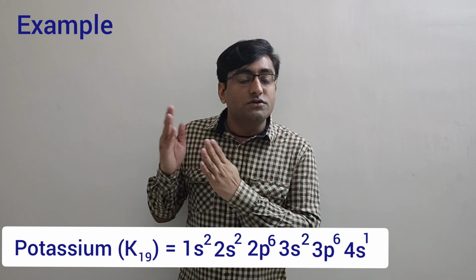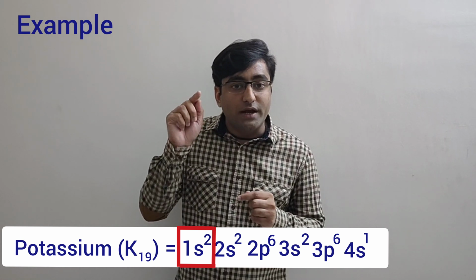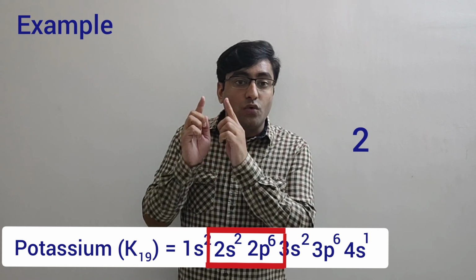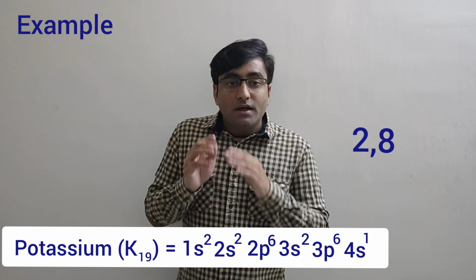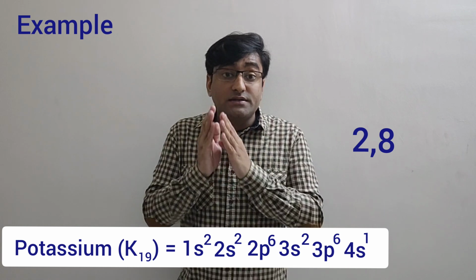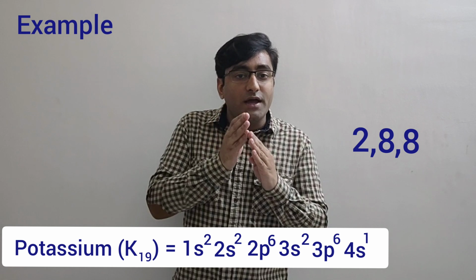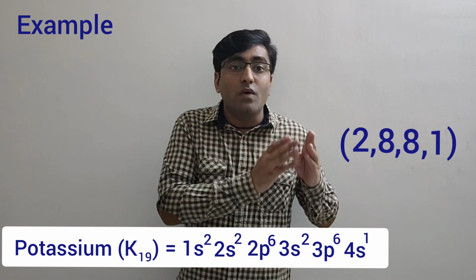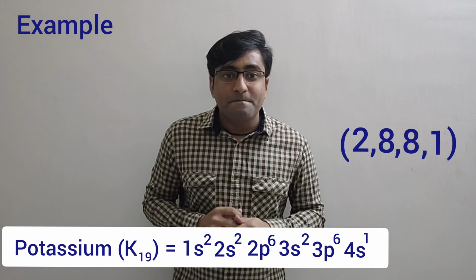Now how can we correlate this to the previous video? We can see in the first shell there is only 1s, which has 2 electrons, so we have written 2. In the second shell, we have 2s and 2p, which have a total of 2 plus 6, 8 electrons, so it will become 2, 8. In the third shell, we have 3s and 3p. 3s has 2 and 3p has again 6, which is 8. So we got 2, 8, 8, and 4s has only 1. So we get 2, 8, 8, 1, and hence our answer was 2, 8, 8, 1.